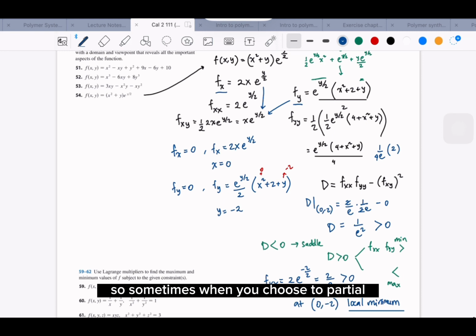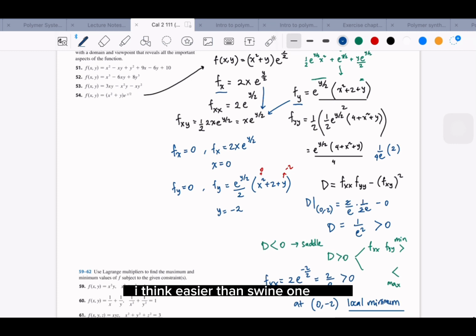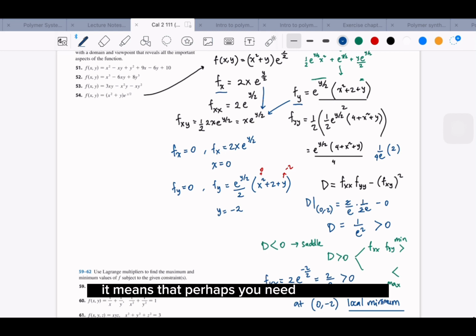Sometimes when you choose the second derivative here, you could just choose whichever is easier to compute. I think partial xx is easier than partial yy here. So you could just plug the number into partial xx, and we get a value that is positive. Then we decide that this will be a local minimum. But your questions within this range are suggesting to take the graph. It means that perhaps you need to use some graph calculators, and I will try to use that. But let me just wait for a moment.